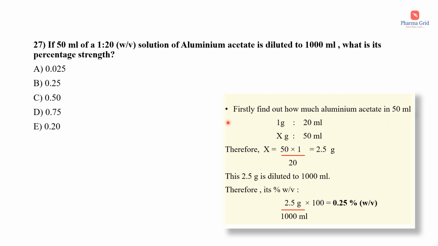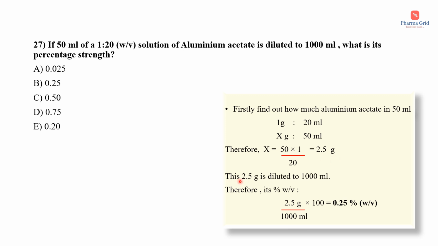In the question they have given a 1:20 weight by volume solution. So 1:20 means 1 gram is present in 20 ml. So let it be x gram present in 50 ml. By cross multiplying we will get the value of x is equal to 50 into 1 divided by 20. That is equal to 2.5 gram. So 2.5 gram is present in 50 ml.